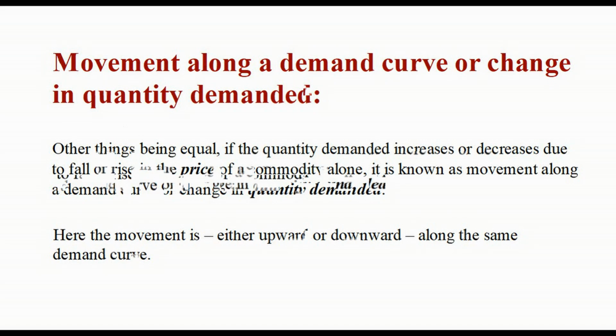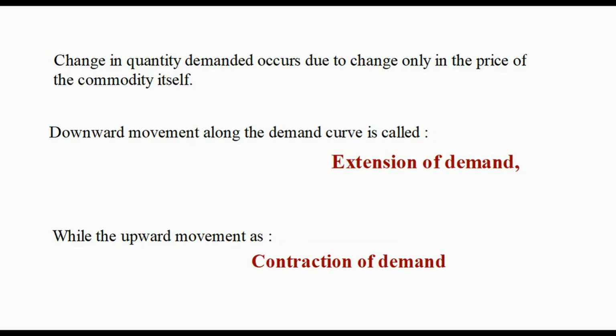Change in quantity demand occurs due to a change only in the price of the commodity itself. Downward movement along the demand curve is called extension of demand, while upward movement is called contraction of demand. Why do we have a downward movement?